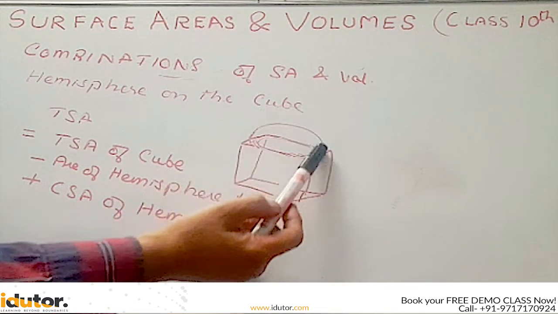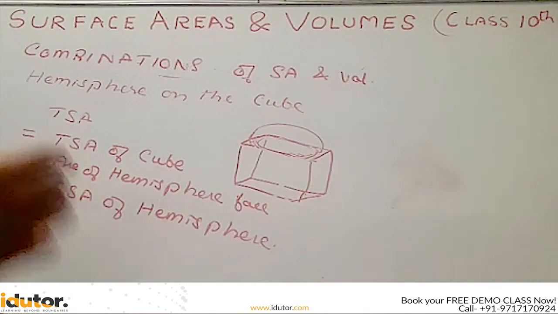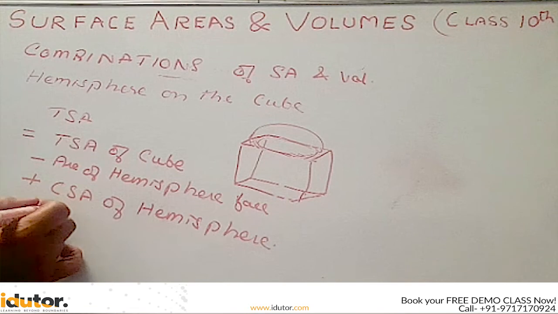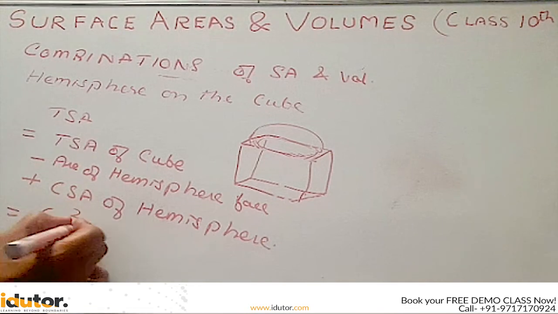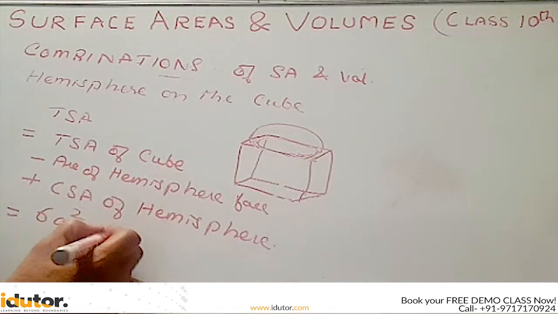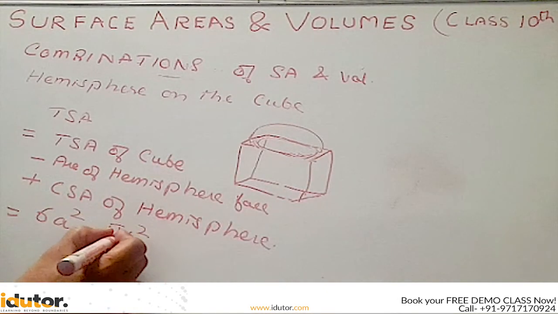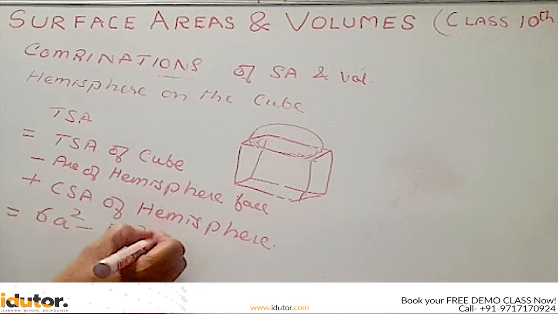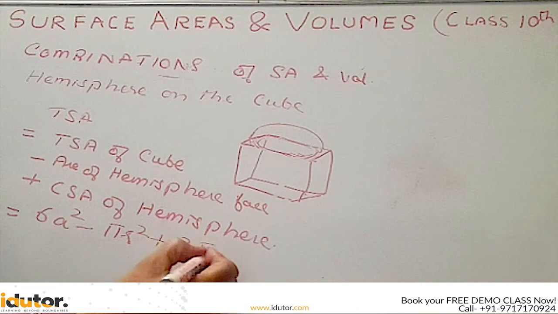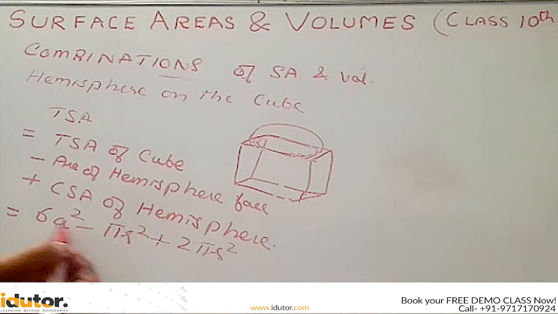This top portion CSA. Okay, so now let us write the formulas. Total surface area of cube, minus area of the hemisphere base, which is the bottom part, which is pi r square. It is a circular part, you know. And then we have the CSA of hemisphere, which is 2 pi r square. So we have to add this part. This way we can find out the total surface area of this particular figure.